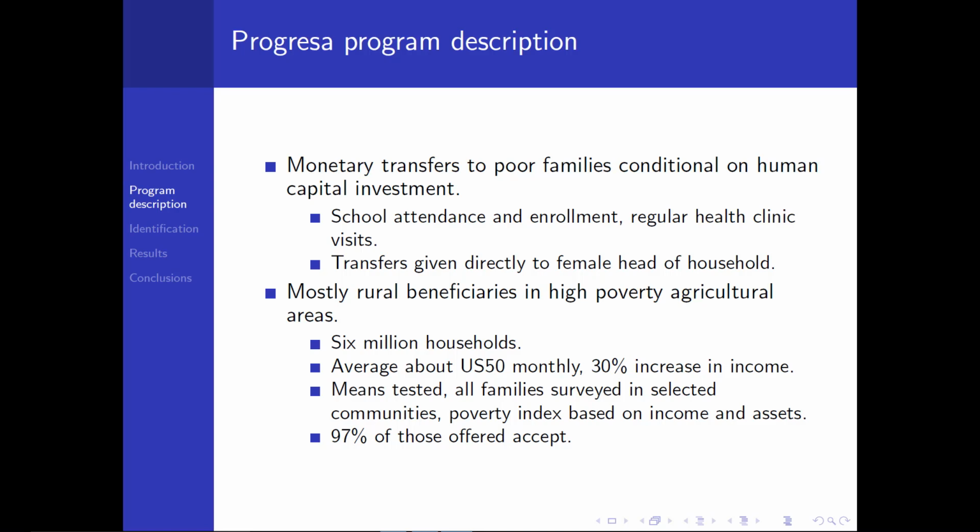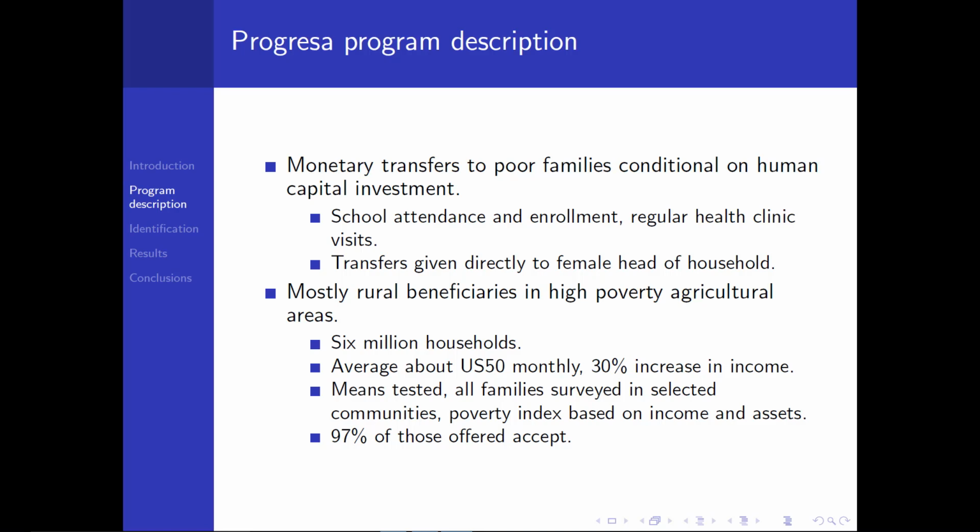How much are the benefits? On average, about $50 a month. And it's a big increase in the income of these families, on the order of about 30%. The program is means tested. So all families in selected communities are interviewed, applying a socioeconomic survey. The eligibility is based on a poverty index, which reflects income and assets. There have been evaluations of that. It's a very well-targeted program. It's really pretty good at getting the poorest of the poor into this program.